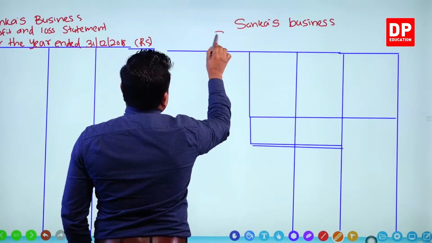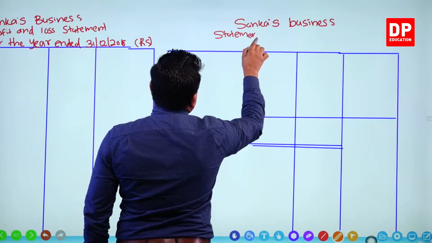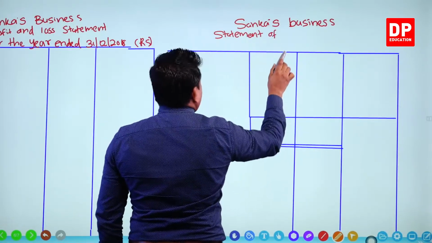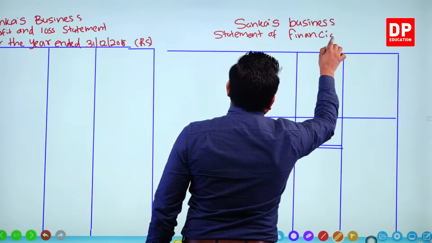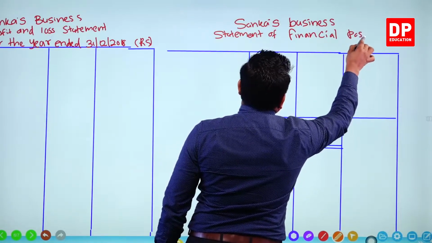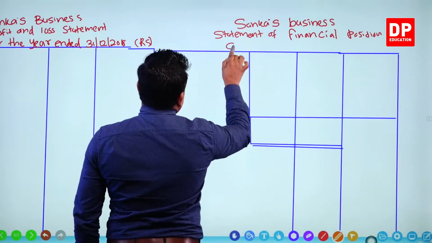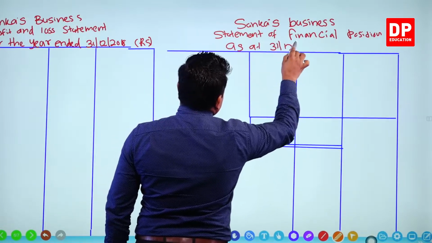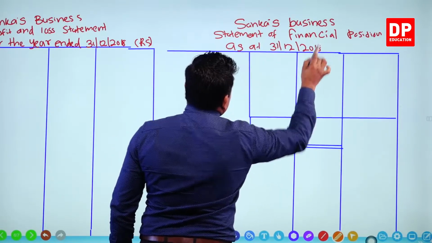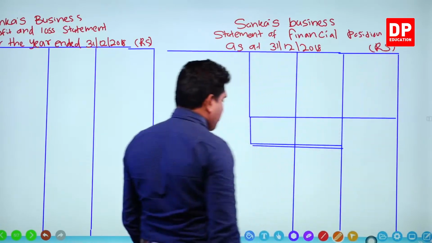Statement of financial position. When ended? No, as at 31st December 2018, right? In rupees you can write, in every question you put it, right?